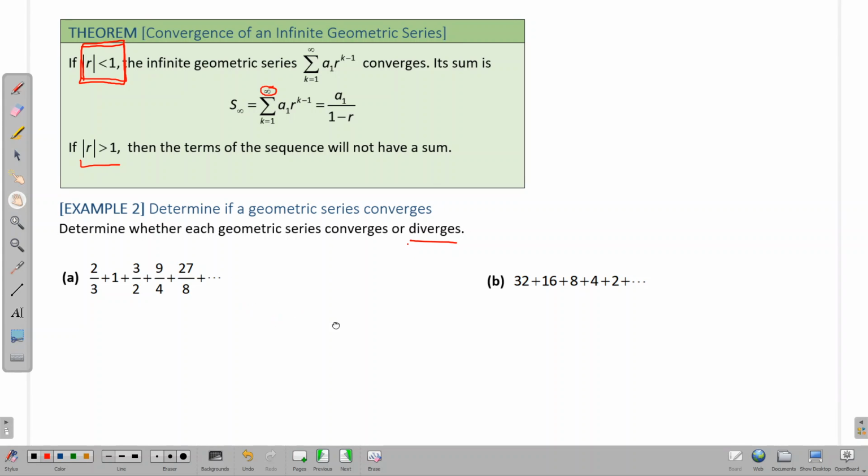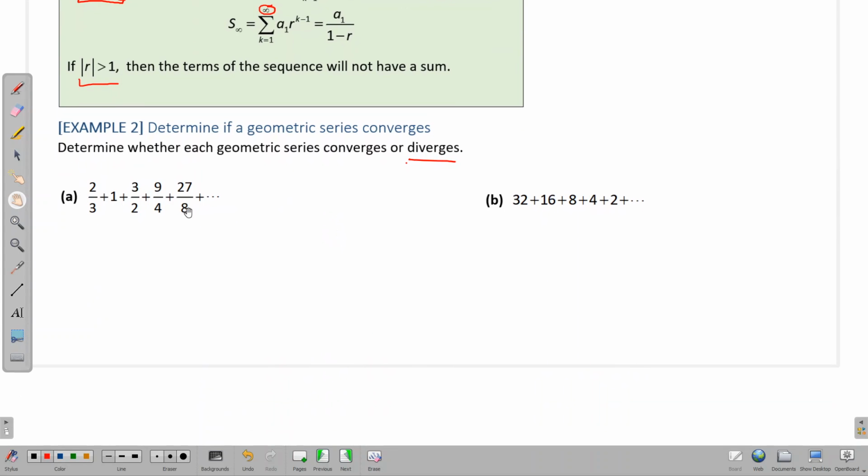Okay, so let's try doing that for these two examples here. It just says determine whether they converge. It doesn't say determine what they converge to, just find out if they converge. And this all comes from the r value. So we just need to find r for each one.